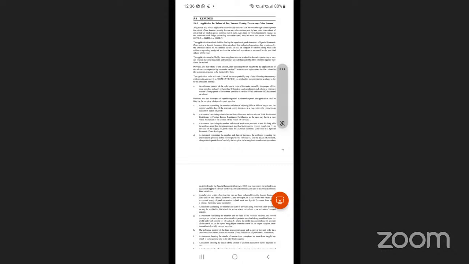So electronically, the form GST RFD 01. GST is the Goods and Services Tax. RFD is relating to the refund.